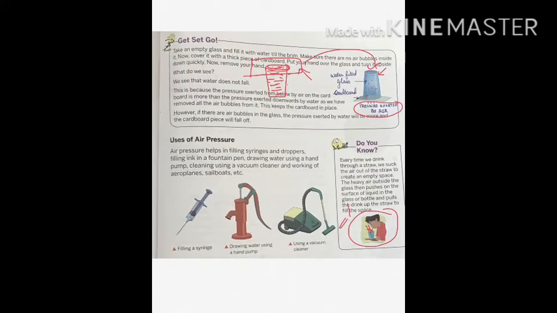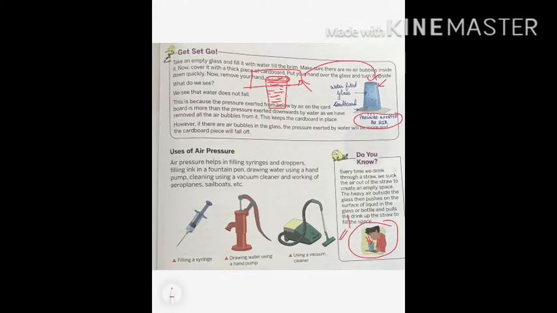Now there are some more examples of the use of air pressure. Here are some examples. The pictures are given here. Filling a syringe. A doctor is using a syringe to give you injections. Alright, she's filling medicine in this, and then injecting it in your body. This also requires air pressure. Even the hand pump which we use for taking out water requires air pressure. Vacuum cleaners also require air pressure. Even aeroplanes and sailboats all require air pressure.